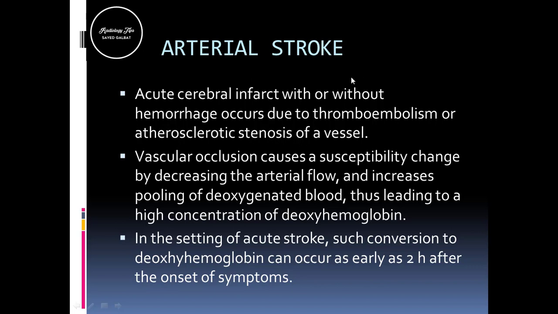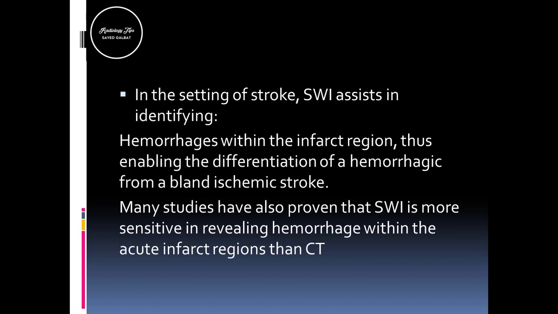What about the arterial stroke? In cases of acute cerebral infarction with or without hemorrhage, it can be diagnosed with SWI. And vascular occlusion causes susceptibility changes by decreasing the arterial flow and increasing pooling of deoxygenated blood, thus leading to a high concentration of deoxygenated hemoglobin. In the setting of acute stroke, conversion to deoxyhemoglobin can occur as early as 2 hours after the onset of the symptoms. In the setting of stroke, SWI assists to identify hemorrhages within the infarct region, thus enabling the differentiation of a hemorrhagic from a pure ischemic stroke.